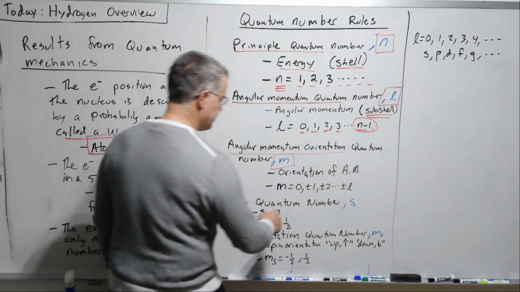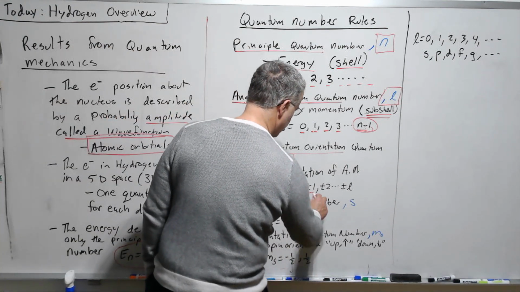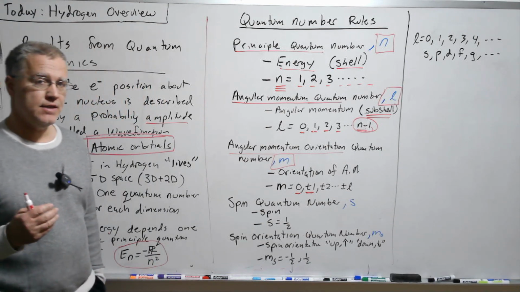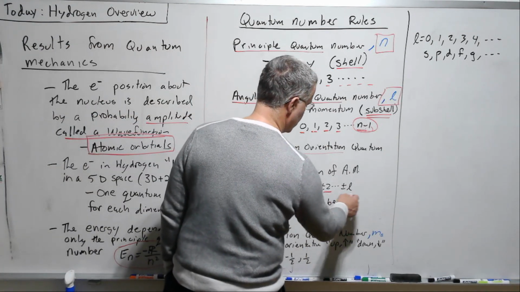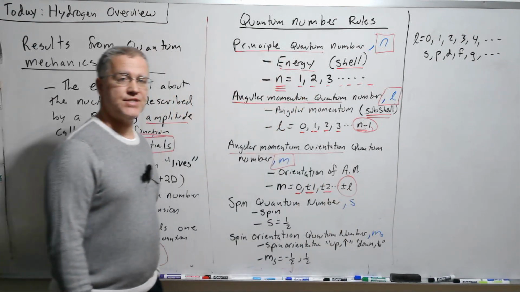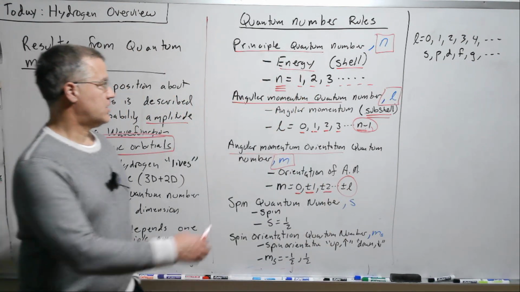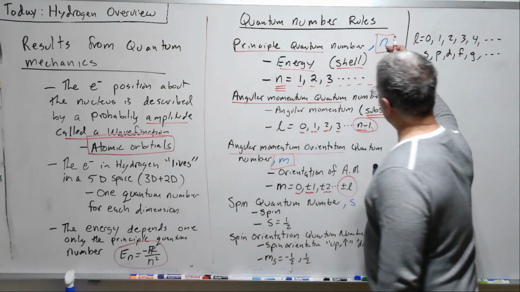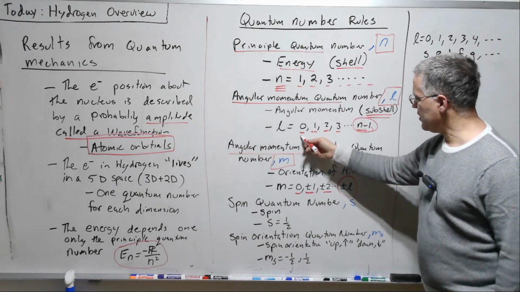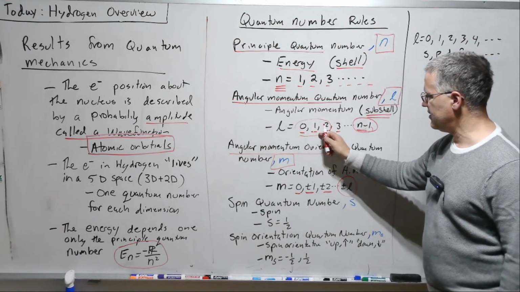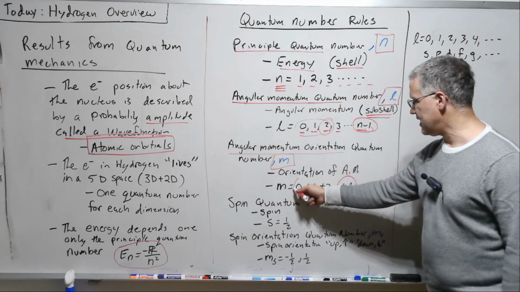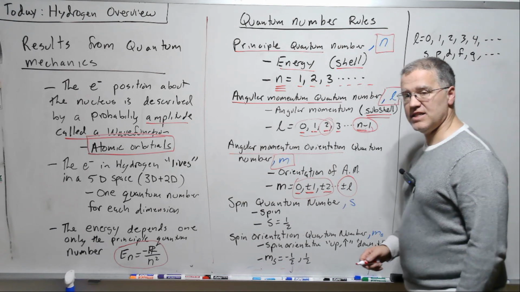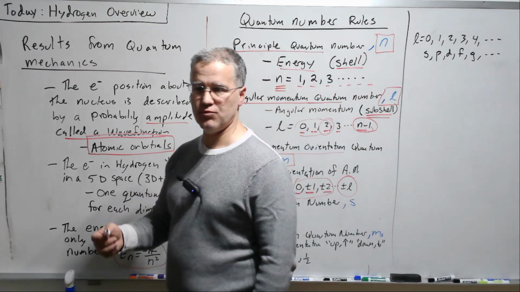The rules here are M is 0, plus or minus. So M can be a negative number, plus or minus 1, plus or minus 2, up to plus or minus L. And so let's look at this hierarchy again. If n is 3, then L could take on any of these values. If L took on, say, 2, then M could take on any of these values, up to plus or minus L.